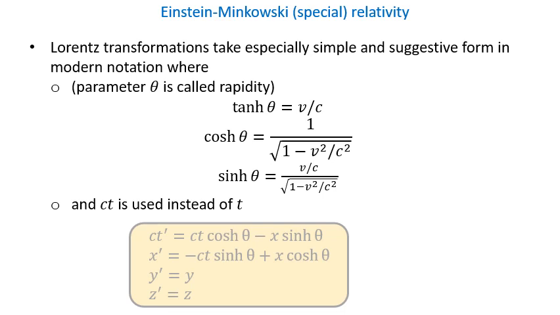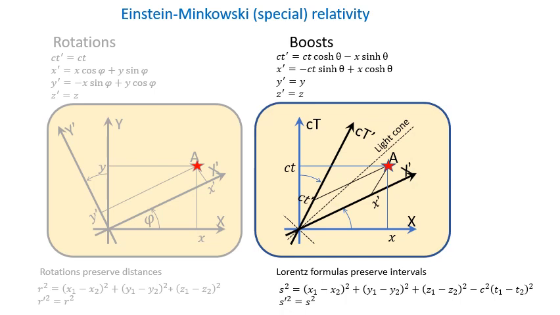If instead of time t we use the product ct, which has the dimensionality of length like the three other coordinates, then Lorentz transformations will acquire a rather simple and symmetric form. Why is this result significant? Because in a four-dimensional space-time where ct is the fourth coordinate, these transformations describe a so-called pseudo-rotation, preserving the interval between events.